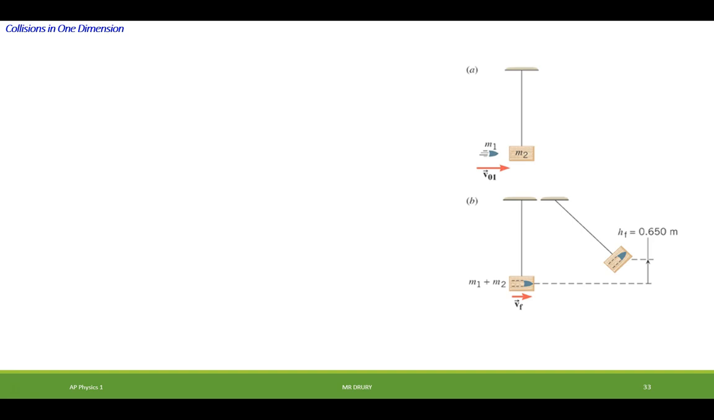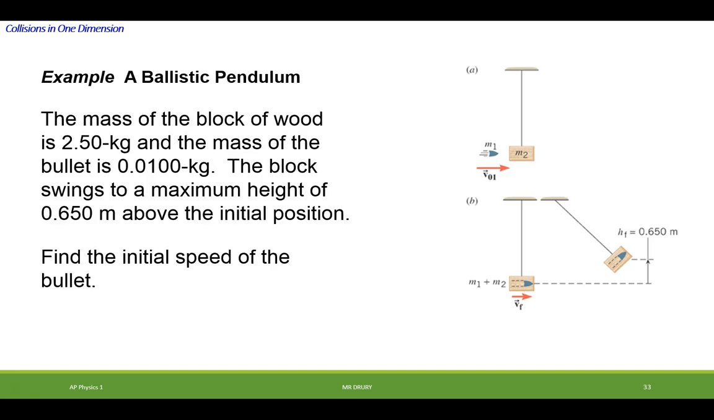Let's look at an example of that. Now this example is going to combine a couple of different ideas, one from conservation of energy and one from conservation of momentum. So it's a good review problem. You have a ballistic pendulum, and basically what you do is you shoot a bullet into this pendulum and it swings up, and you're able to therefore go back and calculate how fast the bullet was initially going.